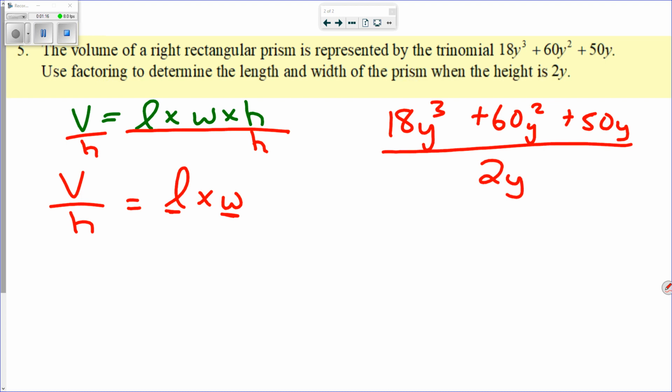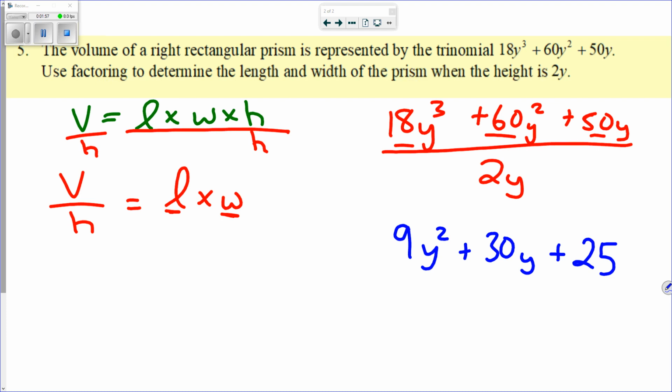So we're going to divide every single one of those terms on top by 2y. We're going to divide the coefficient by 2, and divide the variable by y. So 18 divided by 2 is 9. Y cubed divided by y is y squared. 60 divided by 2 is 30. Y squared divided by y is just y. 50y divided by 2y is 25.